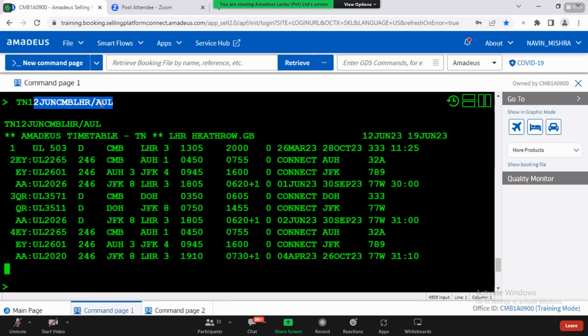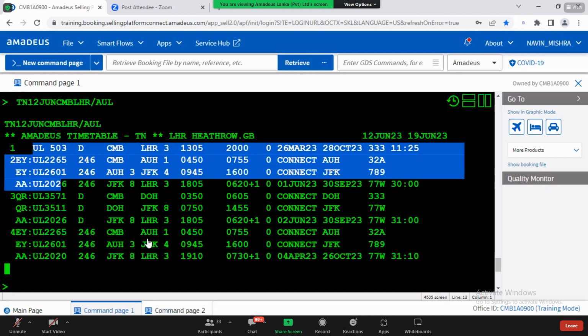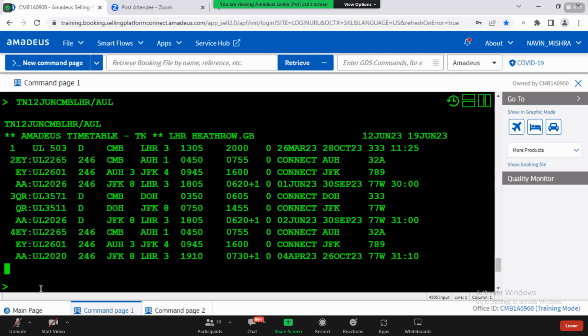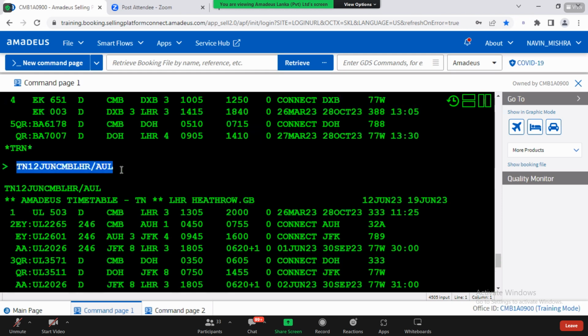Now see, it is only displaying the Sri Lankan Airlines timetable. So the TN command can be used with a date specified and with an airline specified also. If you want to specify any airline, that can be used. If you want to specify any date, that can also be used. Okay, is that clear? Yes, no?